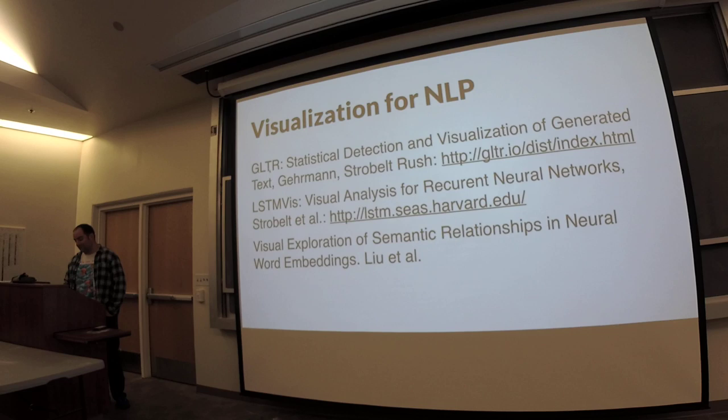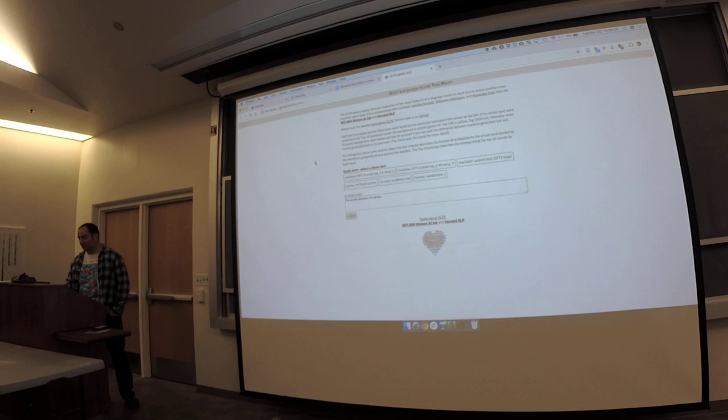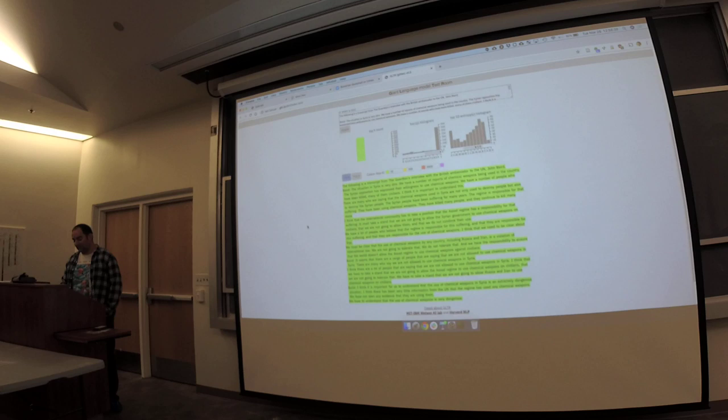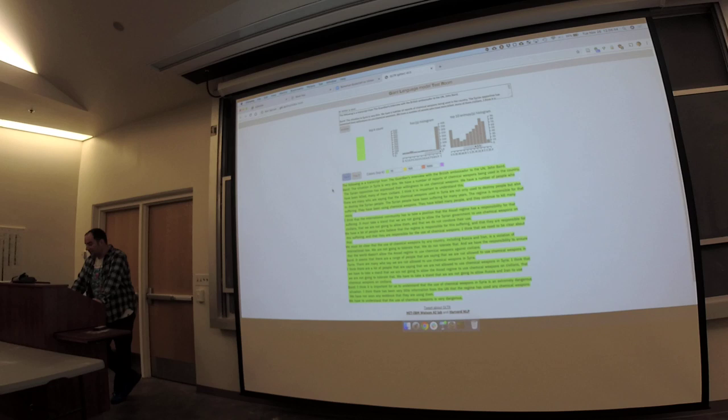You have probably heard that algorithms like deep learning, GANs, can now create text that looks reasonably legible, almost as if a human had written it. So here is a text that was generated by a neural network.